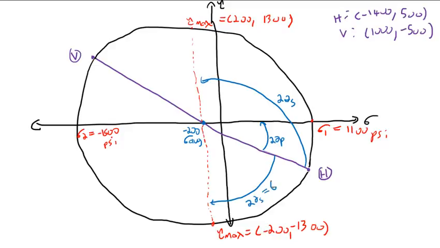So I think it'll really help you to think of this stuff graphically. 67.4 degrees. All right, and this here is this 2 theta p. This angle here is 22.6 degrees.